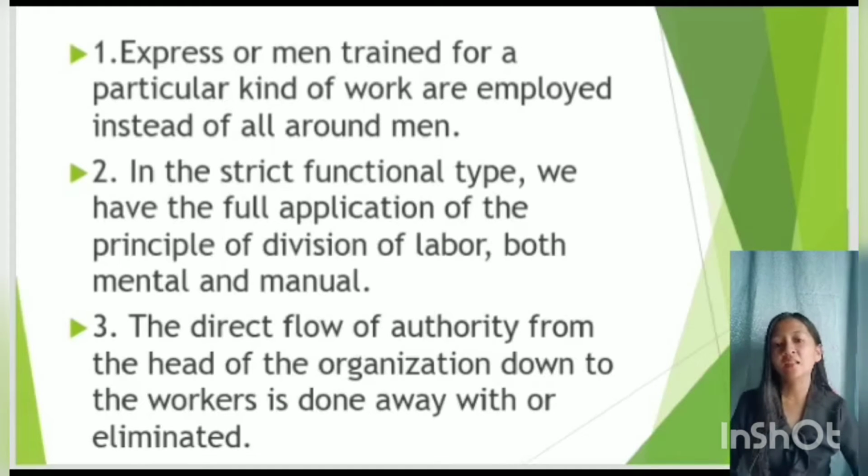The second is, in the strict functional type, we have the full application of the principle of division of labor, both mental and manual. Third, the direct flow of authority from the head of the organization down to the worker is done away with or eliminated. Though all of these characteristics can help your business succeed, there are also challenges in running the business. And lastly, it will boost your business potential and contribute to the company's success.